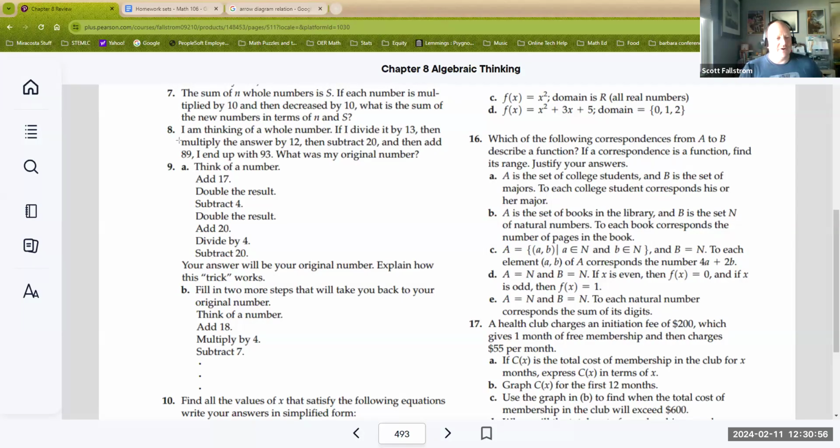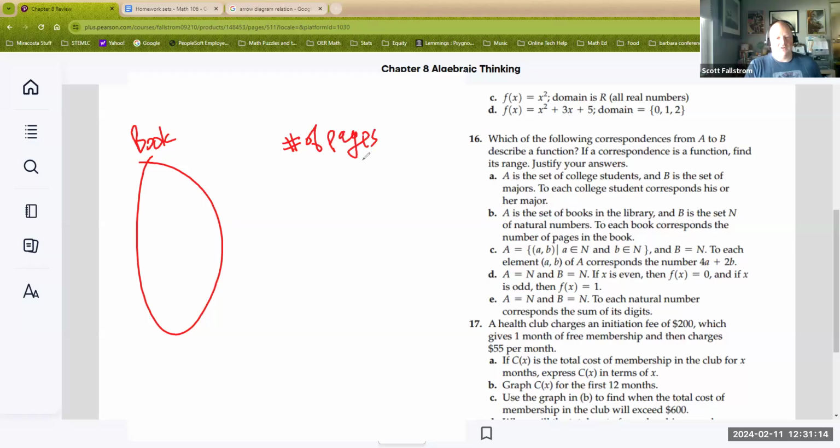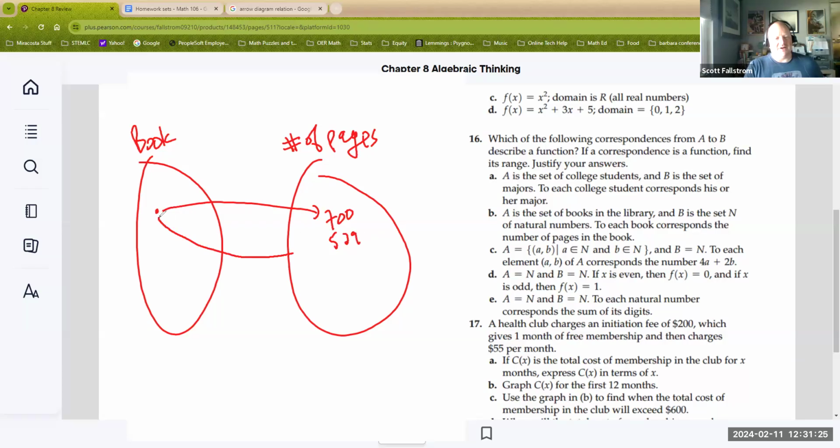So what you want to do is think about what it would look like. Whatever book you pick in the first set, there's some book over here, and here's the number of pages. If you take a book, is it possible for that book to go to 700 and 529? Is it possible for the same book to map over here? You'd say no, that's not possible. Either the book has 700 pages or it has 529 pages. It's not going to be a both situation.